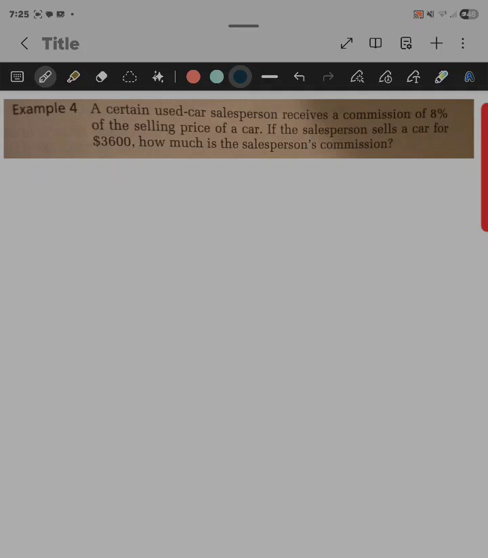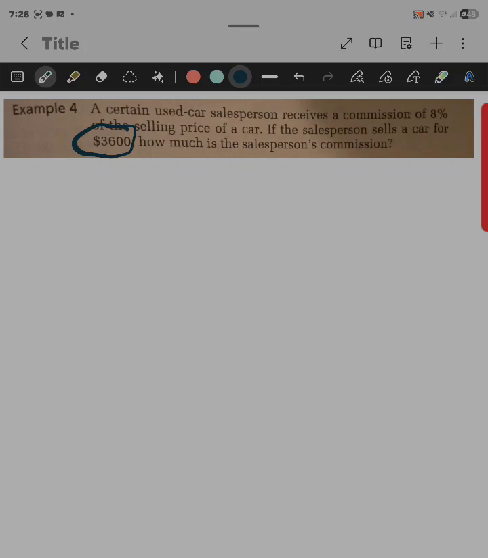All right, it says a certain used car salesman received a commission of 8% of the selling price of a car. If the salesperson sells a car for $3,600, how much is the salesperson's commission? Okay, so a certain used car salesman receives a commission of 8% of the selling price of a car. If a salesperson sells the car for $3,600, how much is the salesperson's commission?